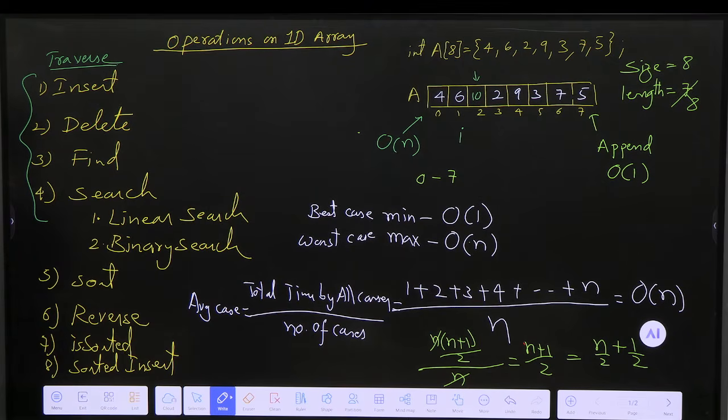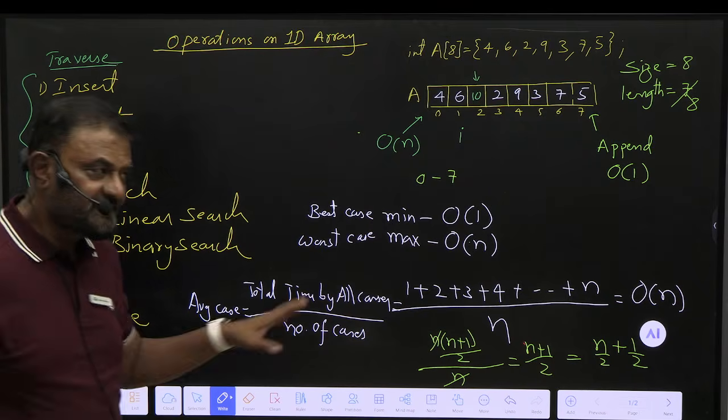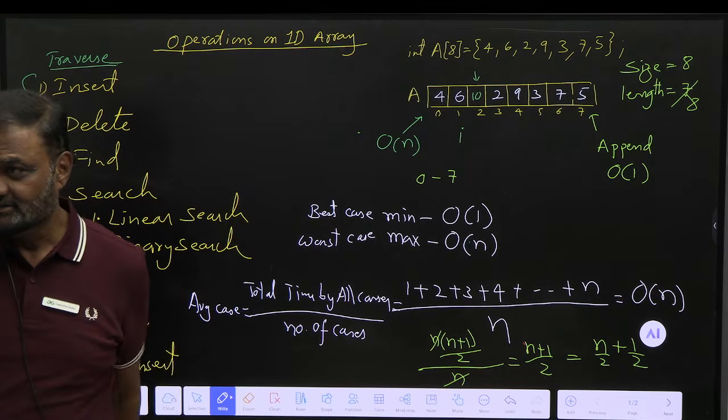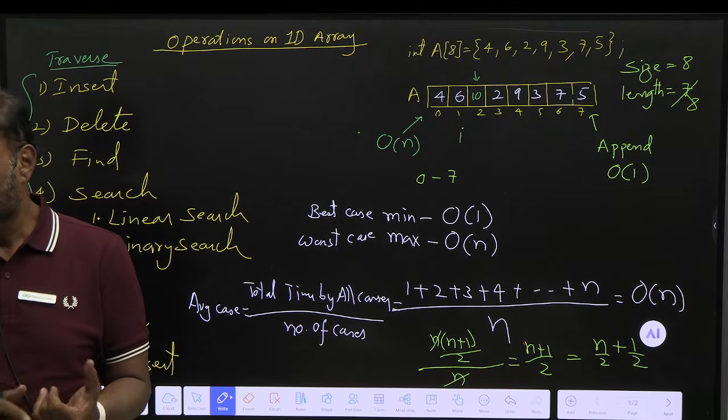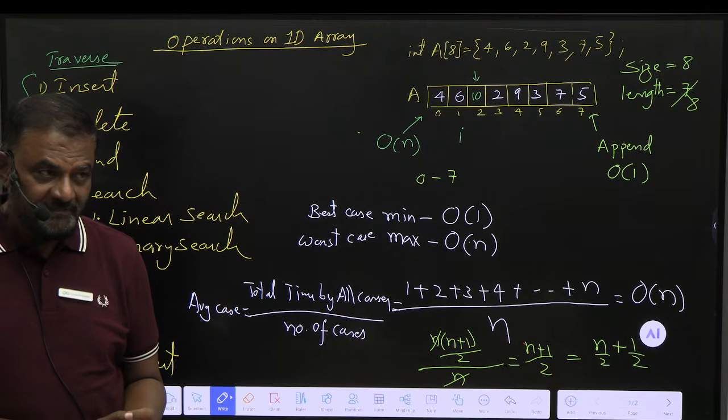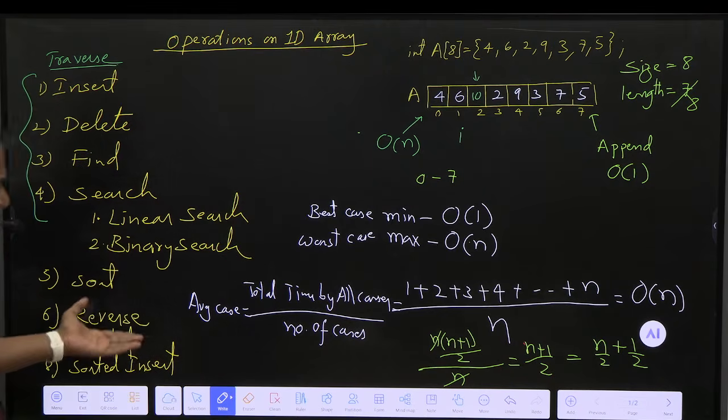All right. Now, this is the general discussion, not just limited to insert and not just limited to array. It's a general concept for all the data structures. Now you have learned what is best case, what is worst case, and what is average case.